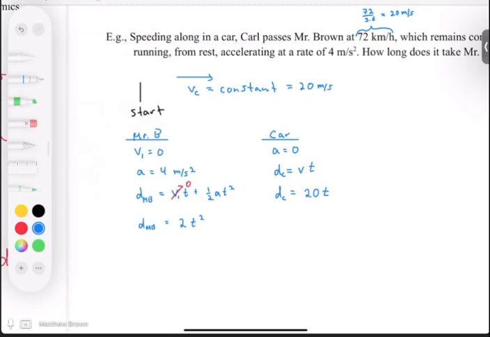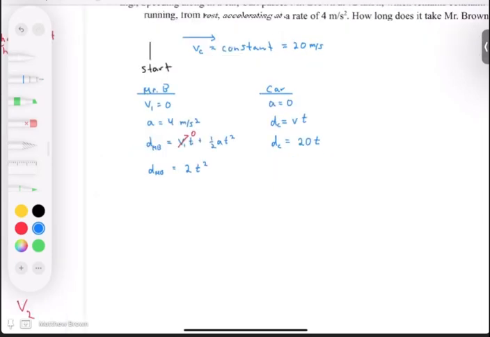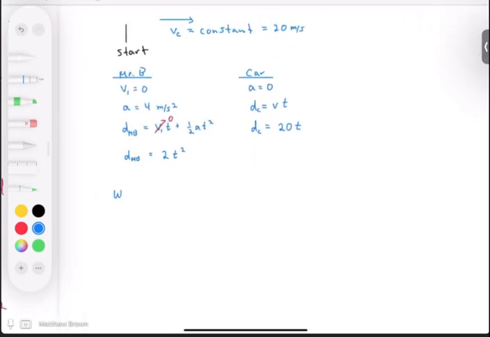Now when I catch the car, just to be really clear about this, my distance is equal to the distance the car has gone. And so that means I can take those two equations and just set them equal to each other, which means 2t squared must equal 20t.